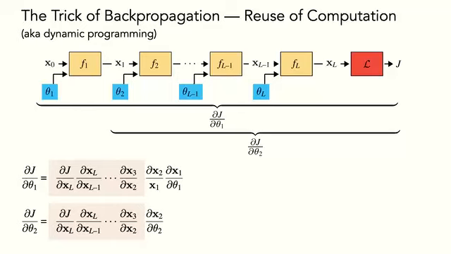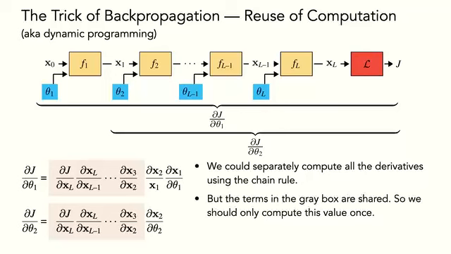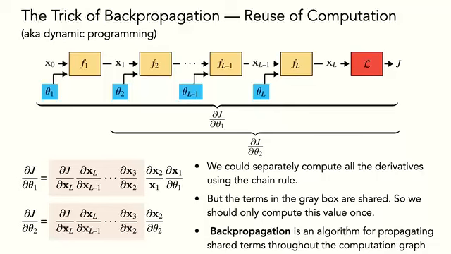And if you need to calculate the partial derivative of J with respect to that second layer's parameters, you'll note that it's essentially the same, but just these last terms are different, and everything else is shared. And this is really the trick, right? We could separately compute all of the derivatives using the chain rule, but because these terms in the gray box are shared, we only need to compute them once. So backpropagation is a pretty simple algorithm for propagating shared terms through the computation graph. It's basically an efficiency trick, but it's one that makes it computationally practical for very large models to calculate these gradients.